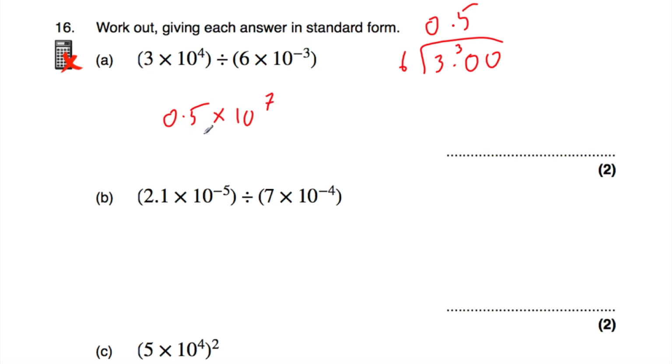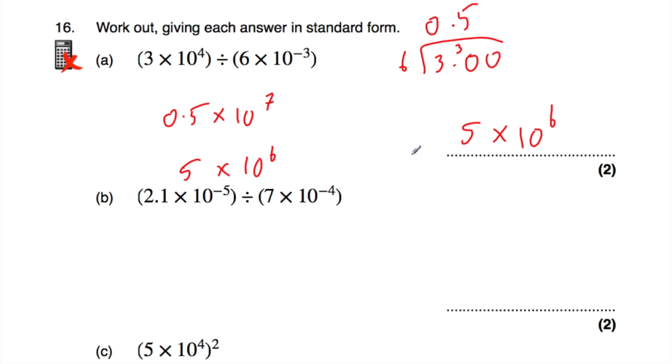So we've got 0.5 times 10 to the power of 7. Now we're almost there. 0.5 isn't between 1 and 10, so we need to make this 10 times bigger. If you take the 0.5 and make it 10 times bigger, you're going to get 5. And if you make that 10 times bigger, you need to make this 10 times smaller. If you divide 10 to the power of 7 by 10, you'd have 10 to the power of 6. You just take away 1 from the power. So the answer would be 5 times 10 to the power of 6.